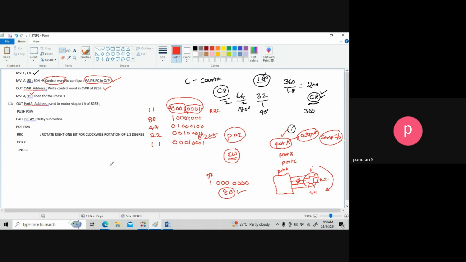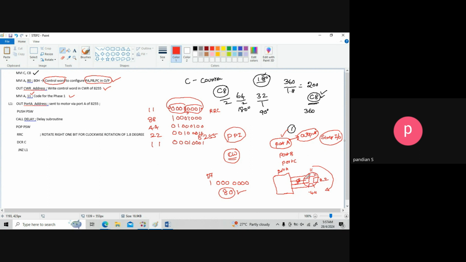So how do you do that? Move immediate A, 11, and we pass it on to port A. So port A is energizing that pair, and in that manner we are going to have the rotations, right? Now the opposite rotation. So this is 11, then here we have around 4 pairs, right?